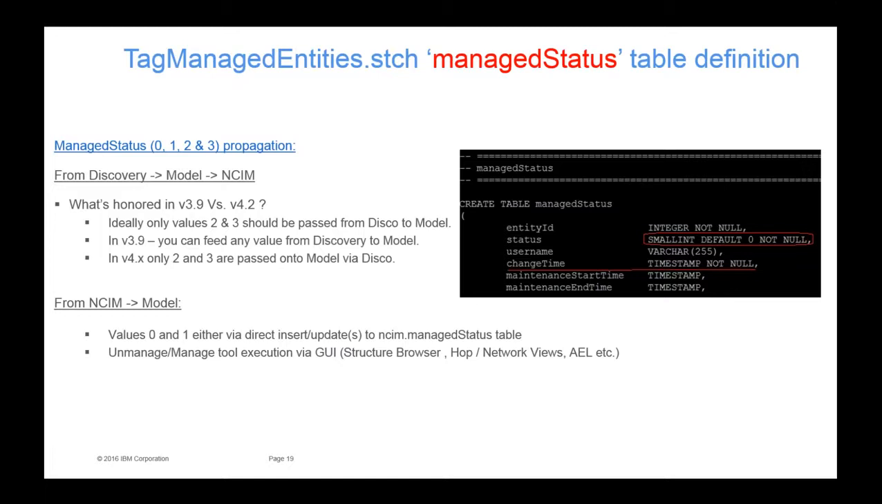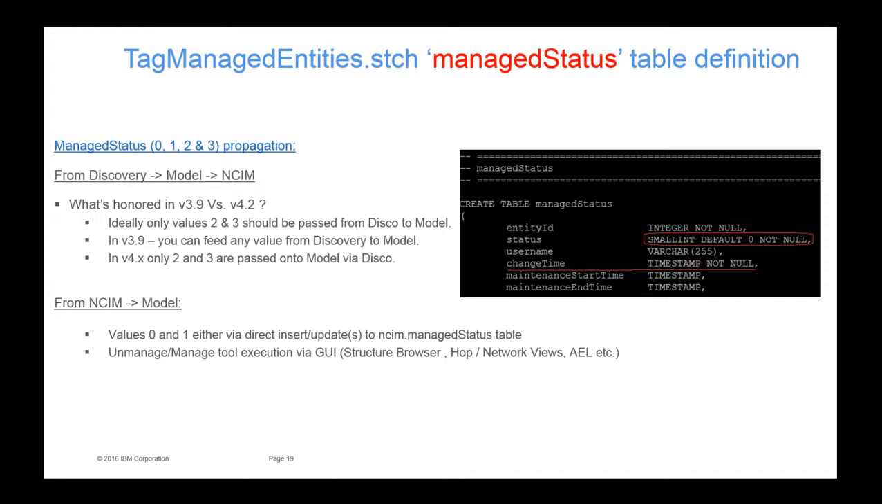We'll move on. So the managed status table definition, I just want to say here, we do have several columns in this table, but we only use some of them, mainly entity ID and the status and the change time. Those are the key values that get used. The username and the maintenance start time, maintenance end time, there was some functionality that they wanted to implement, but that's still not there yet. So let's not go there.